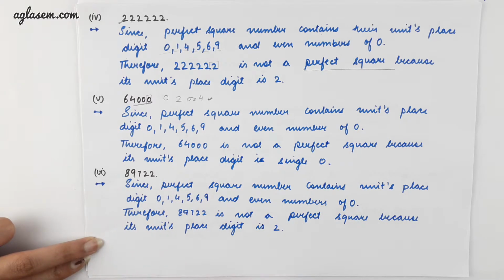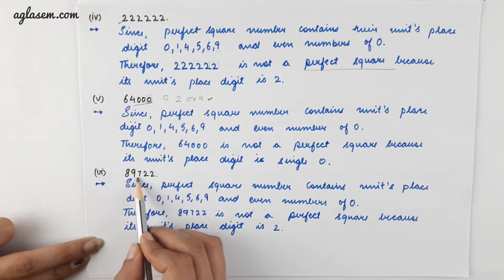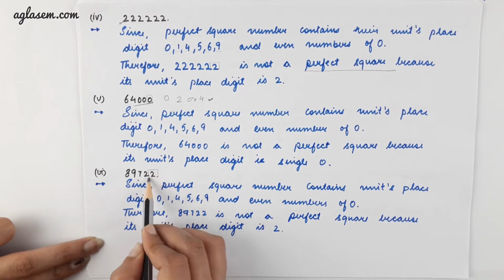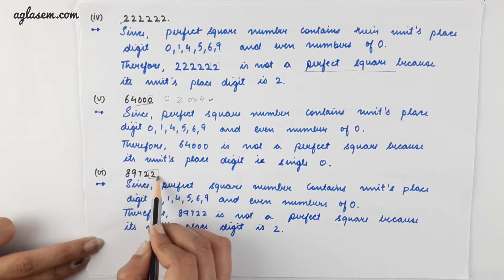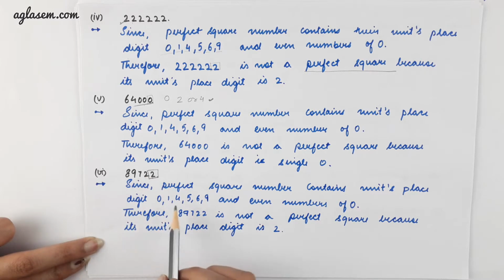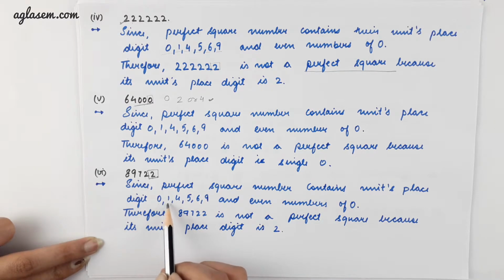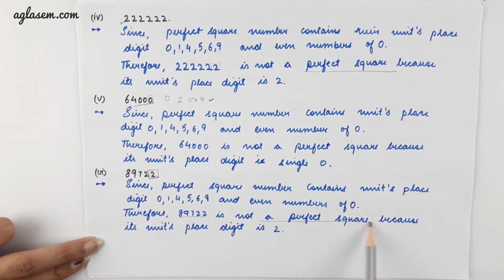The next part of the question is 89722. Now here also we will see the unit digit of the number, which is 2, and we know that 2 is not in the list of the perfect square digits, which is 0, 1, 4, 5, 6 and 9. Therefore, the number 89722 is not a perfect square number.